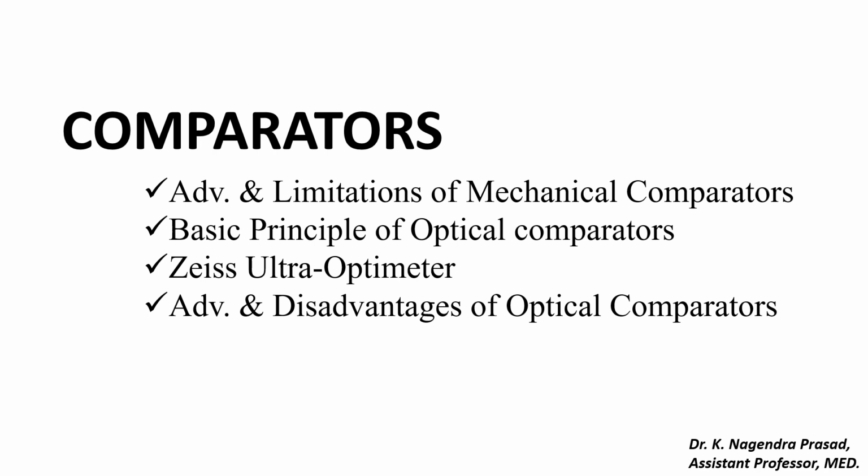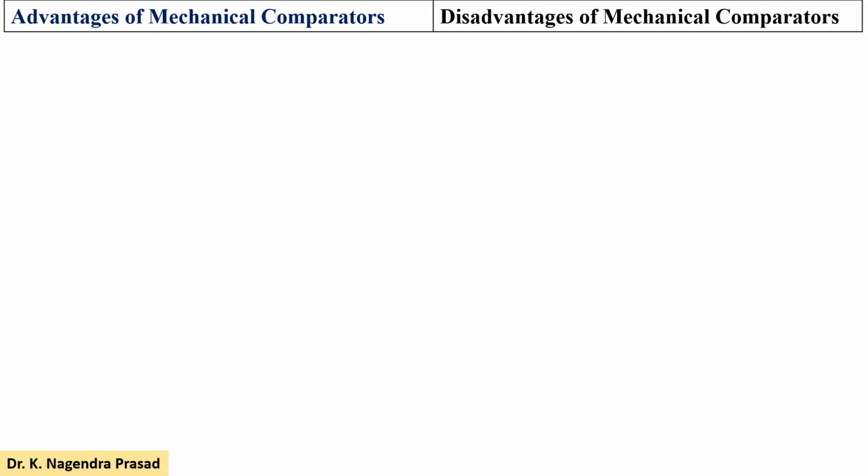In the present video, we will discuss the advantages and limitations of mechanical comparators, the basic principle of optical comparators, the Zeiss Ultra Optimeter, and the advantages and disadvantages of optical comparators. First, we will discuss the advantages of mechanical comparators.